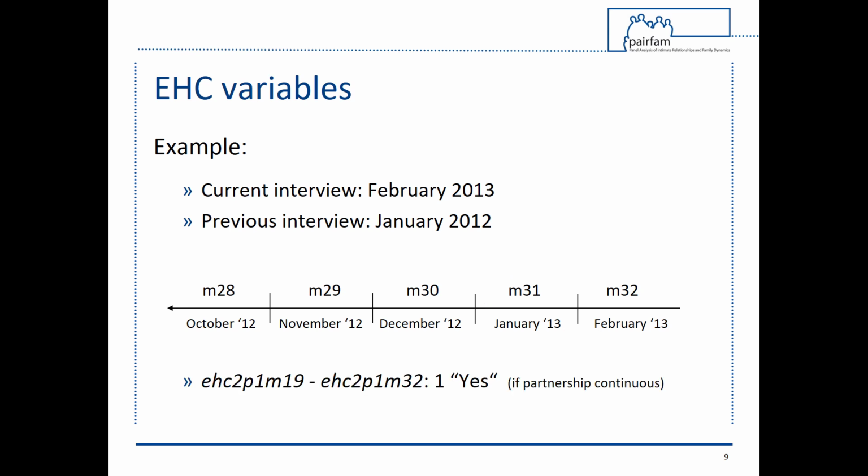If this hypothetical anchor respondent was in a relationship with partner 1 from the previous interview up until the current interview, months 19 to 32 would be assigned the value 1 in a relationship with partner 1. But what about months 1 to 18? As the EHC only collects information between the two interviews, months 1 to 18 are assigned the missing value -3, does not apply. Assuming the respondent participated in the previous wave, information from before January 2012 is stored as part of the previous interview. Why 32 months?